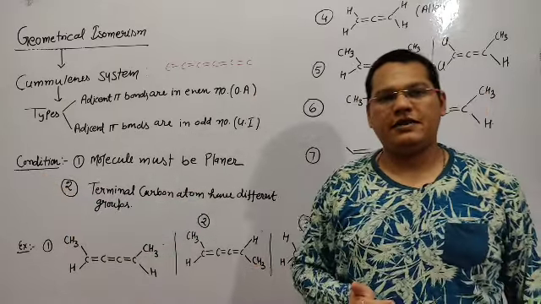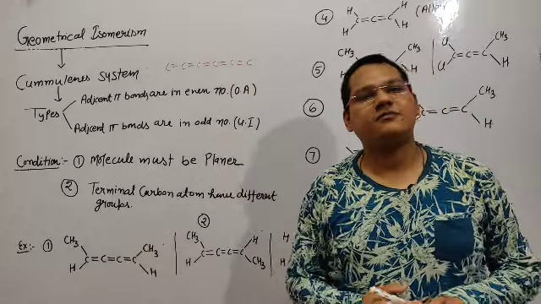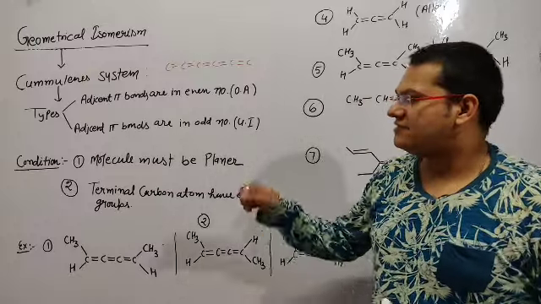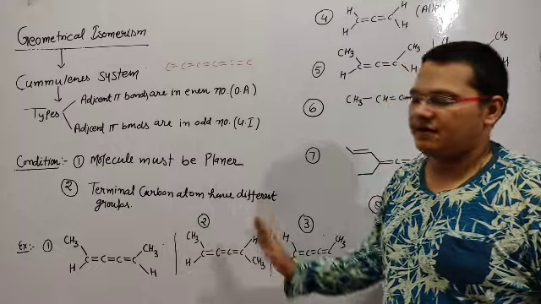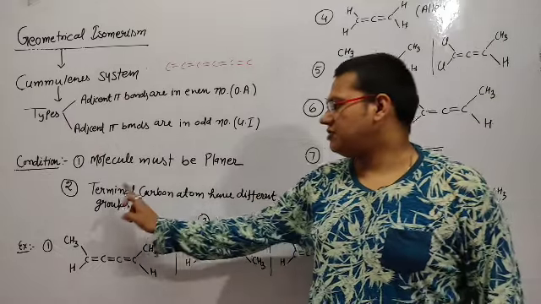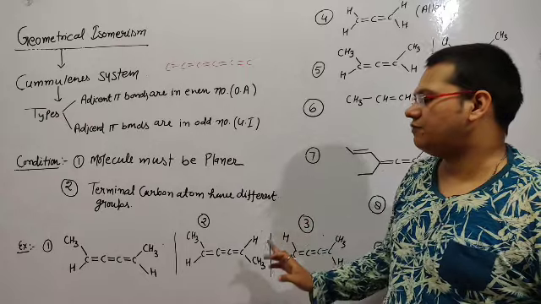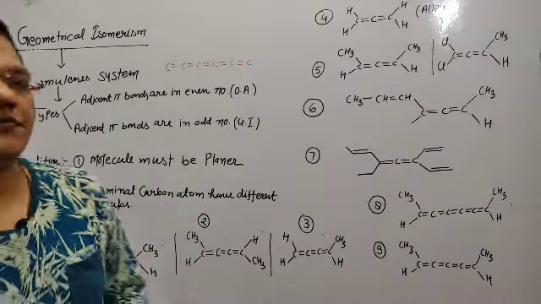Here we focus on two conditions. If I want to check whether a molecule in a cumulene system shows geometrical isomerism, what are the conditions? The first condition is that the molecule must be planar. The second condition is that the terminal carbon atoms have different groups. Say, for example, the molecule must be planar.